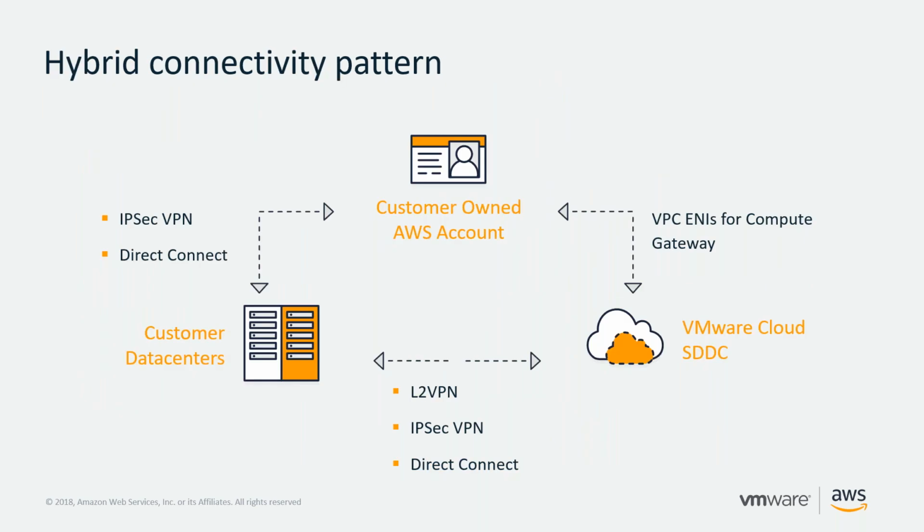So as far as having a hybrid connectivity, you do have several options. For example, if you're going from your customer on-premises data center to your customer AWS account, you can set up an IPsec VPN. You can utilize Direct Connect. If you're going between your on-premises data centers and VMware Cloud SDDC, you have the option to leverage a Layer 2 VPN, an IPsec VPN, and Direct Connect. And then between the customer-owned AWS account and the VMware Cloud SDDC, that's where it will utilize the VPC ENIs for compute gateways.